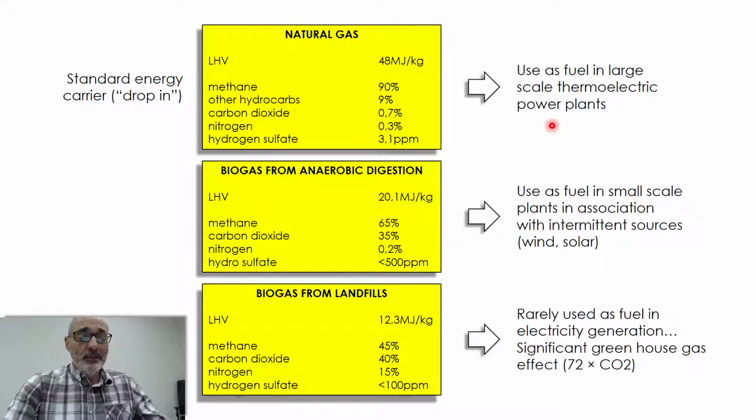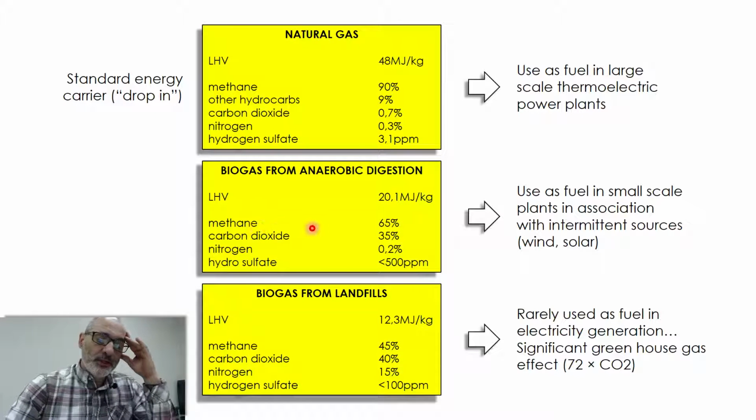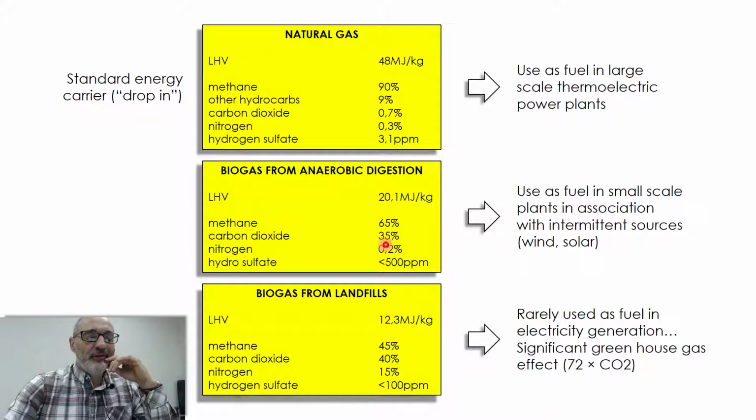Then I'm going to show you two sources of biogas. First, from anaerobic digestion, from vinasse, for instance, or, as I mentioned, chicken manure or pig manure. So let's just look at the composition. Instead of 90, you get 55% of methane. You get a lot of CO2, 35% against 0.7% in our gold standard.